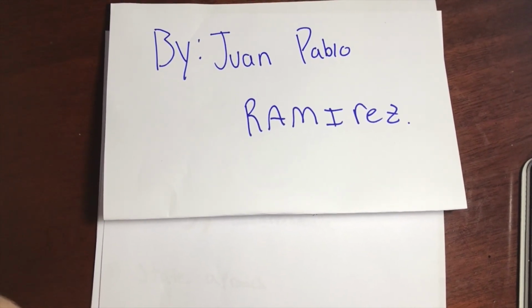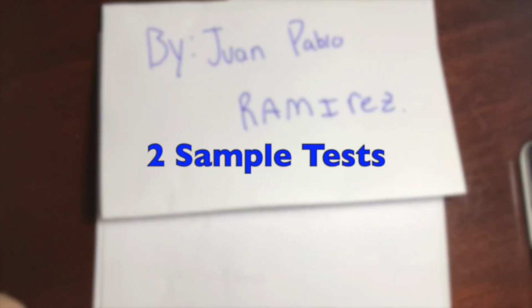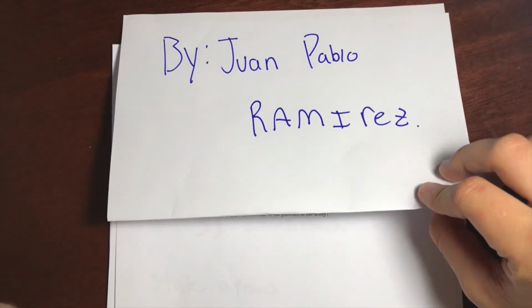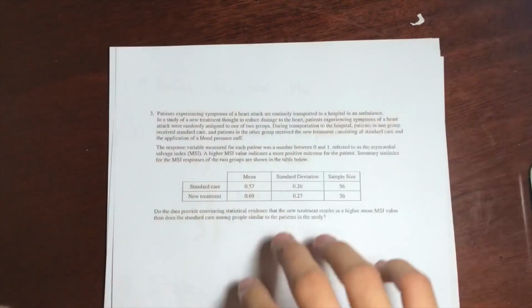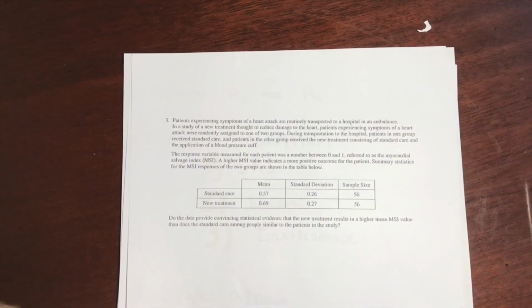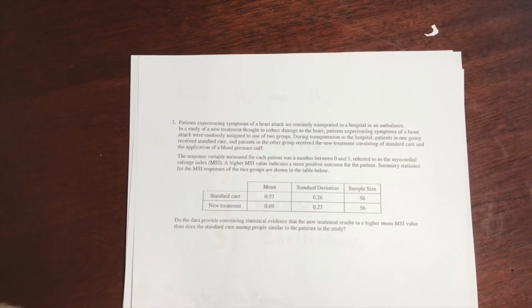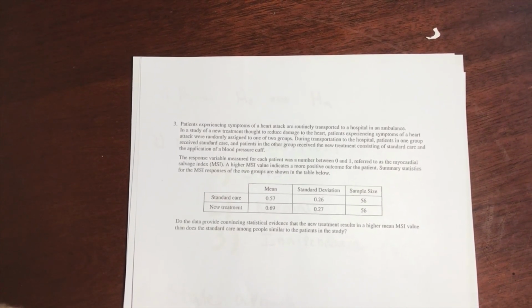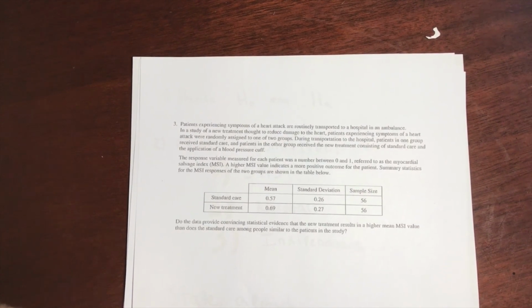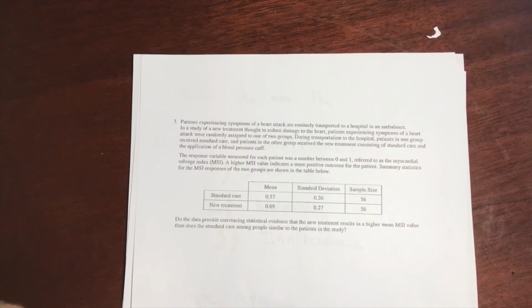Okay, so today we're going to learn about how to do two sample tests. First, I'm going to present you guys with the problem. The problem states, patients experience symptoms of a heart attack and are routinely transported to a hospital in an ambulance. In a study of a new treatment thought to reduce the damage to the heart, patients experiencing symptoms of a heart attack were randomly selected from one of two groups.